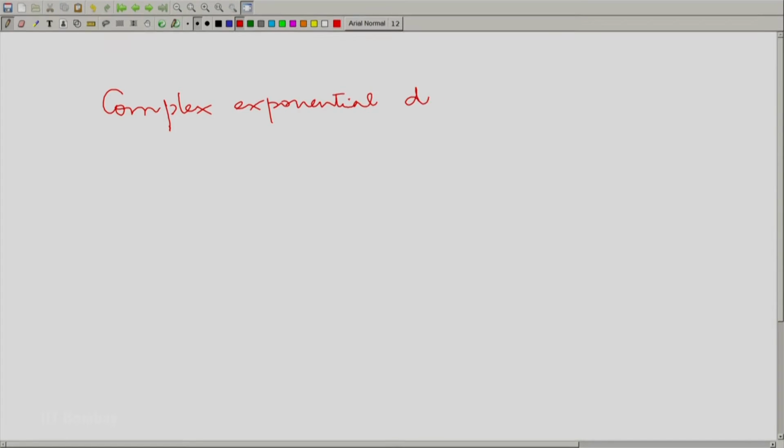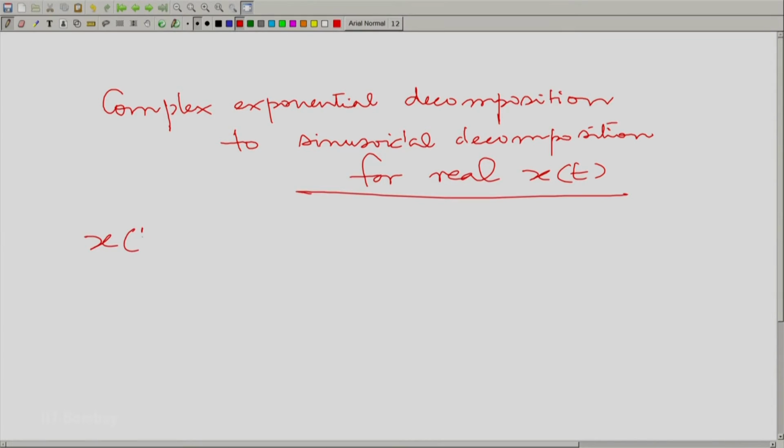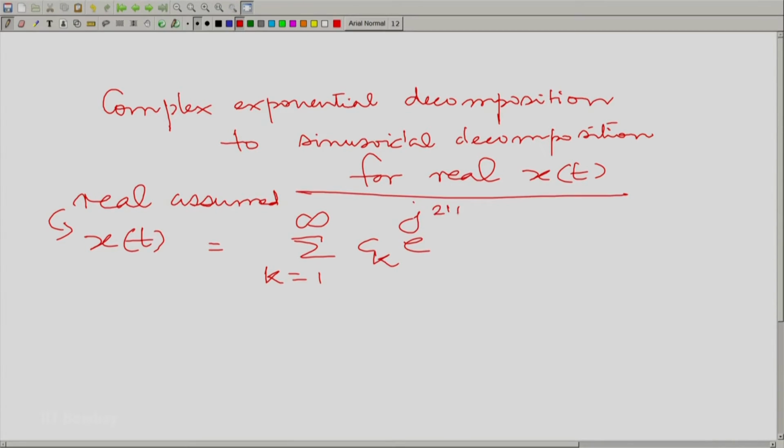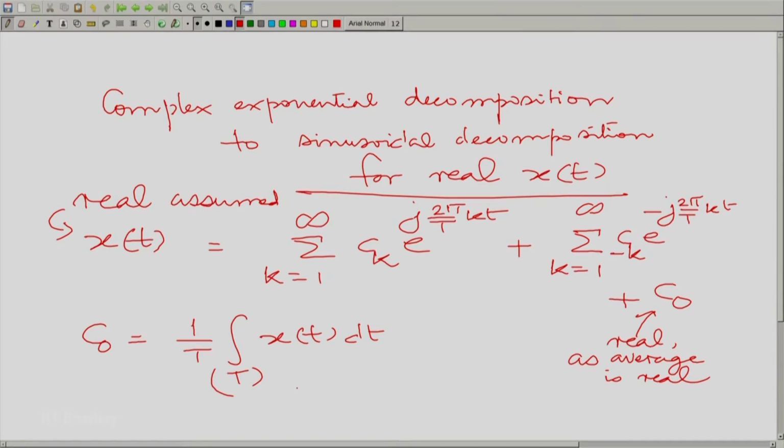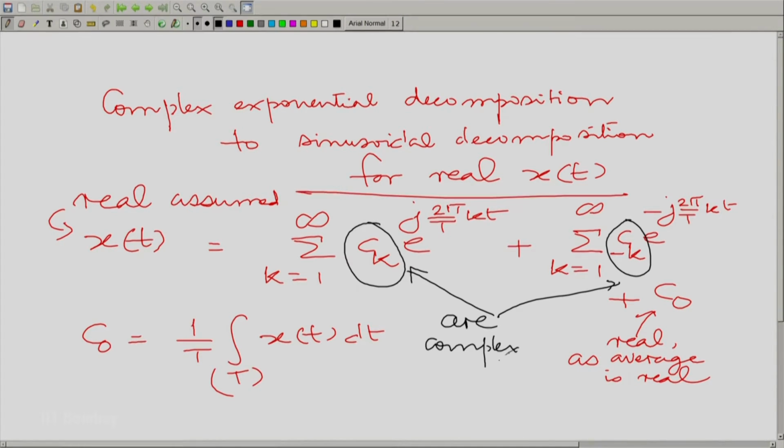Complex exponential decomposition to the sinusoidal decomposition for real x(t). Very easy. Write x(t), you have assumed it to be real of course, in the form summation k going from 1 to infinity Ck e raised to the power j 2 pi by T kt, the same summation but with minus k instead of k, and C0, and C0 has to be real as the average is real. You know how to calculate C0. C0 is essentially 1 by T integral of x(t) dt over an interval of T. Now, we know what to expect for Ck and C minus k. You know that these are complex conjugates, and therefore, let us take them together.